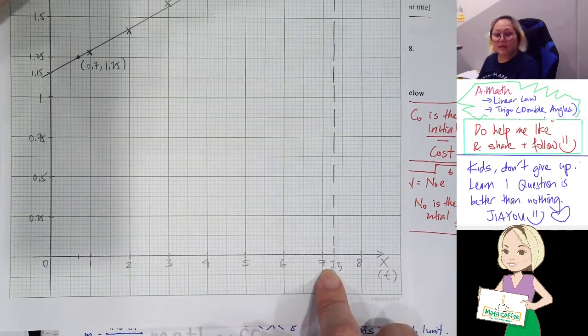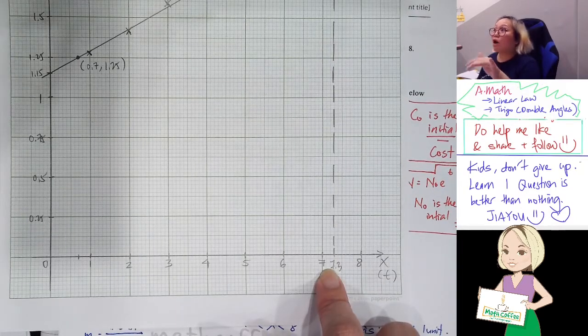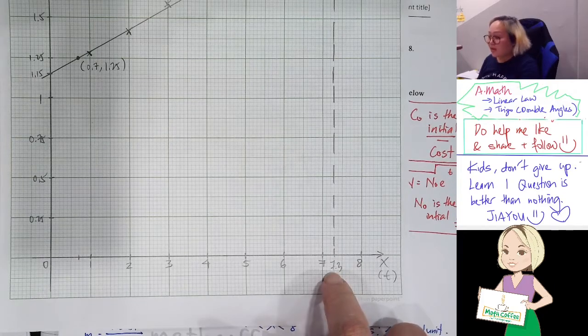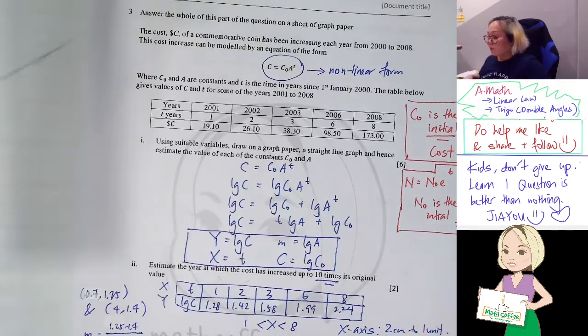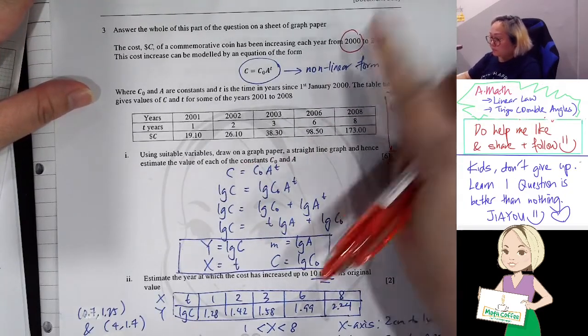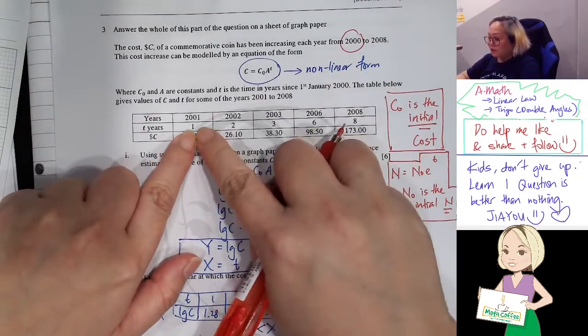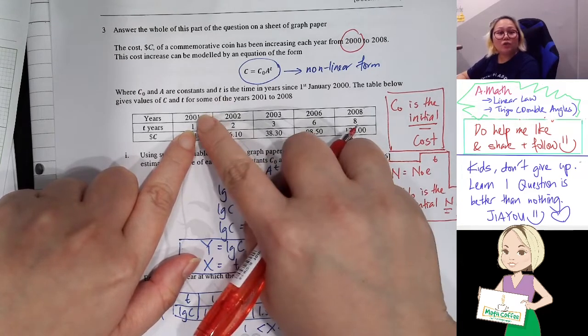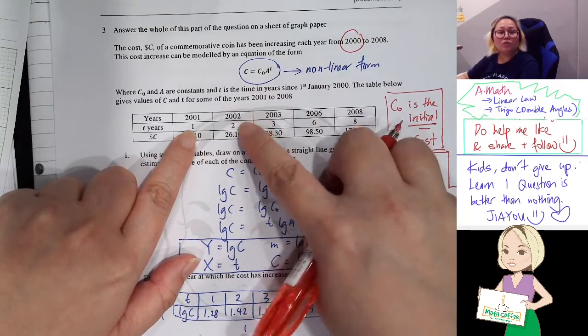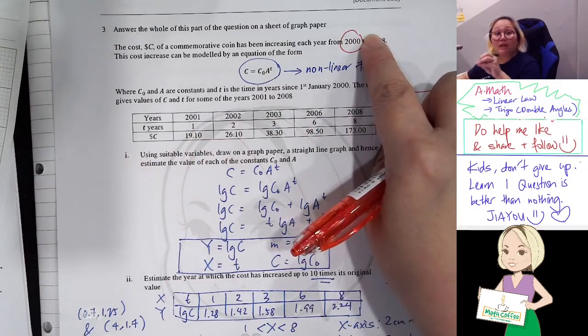So it means that when it's 10 times the original value, my log C is 2.15, and based on my graph, 2.15 will give me T of 7.3. And our T is the number of years. And number of years from where? From 2000. This is 1 because this is 2001. So actually 2001 minus 1 gives you 2000. 2002 minus 2 gives you 2000. So now it is 7.3.